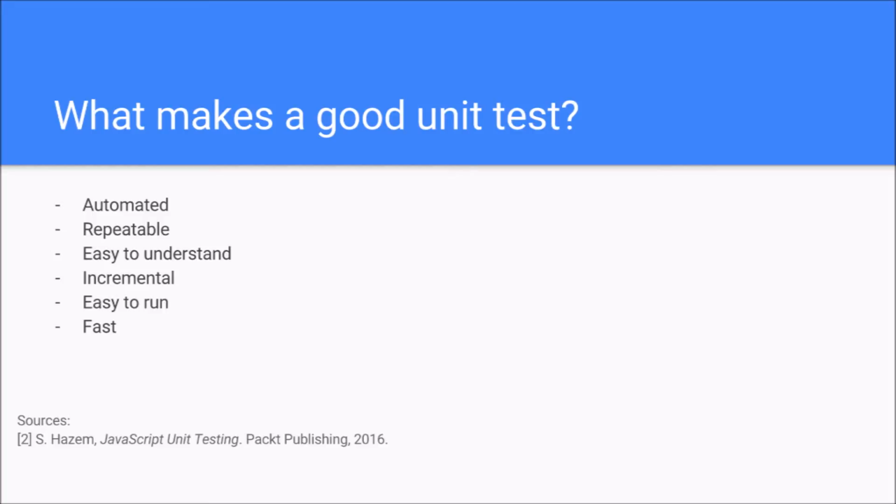But there is a process to this. There are 6 qualities that ensure a unit test was written well. They are automated, repeatable, easy to understand, incremental, easy to run, and fast. We will go into these further in the next slides.